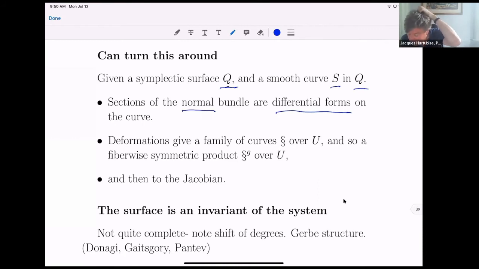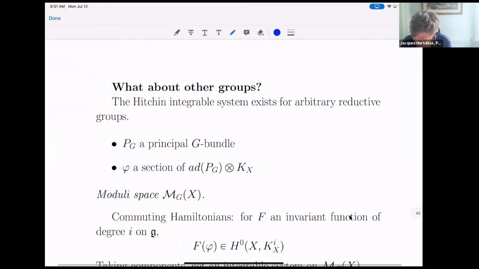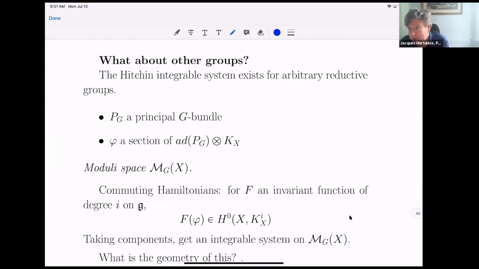So you're seeing basically the surface is an invariant of the system. And again, I'd like to emphasize it's not quite complete. Oh, damn. So I'd like to pursue this lecture by talking about what happens in other cases. What's the analogous creature for this surface system?